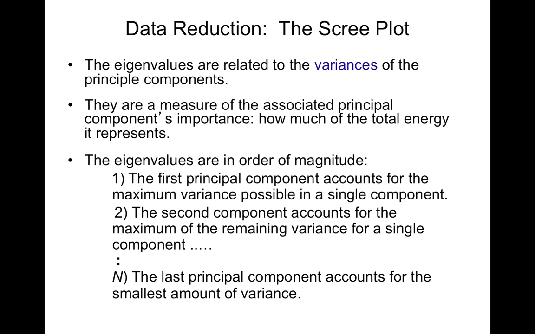So the first principal component is going to account for the maximum variance possible in a single component. The second component accounts for the maximum of the remaining variance, and so on. So the last principal component will contain the smallest amount of variance.